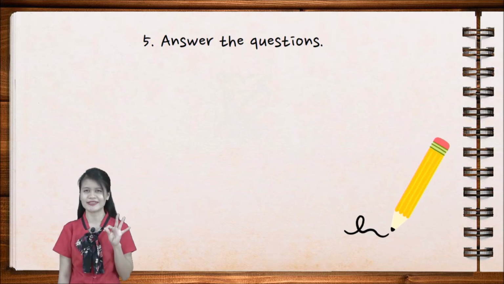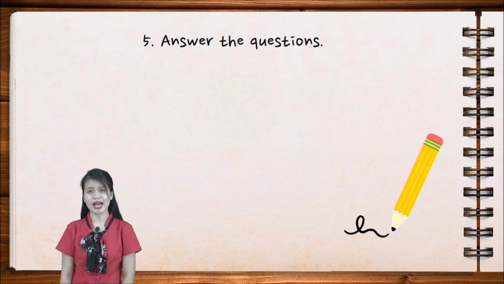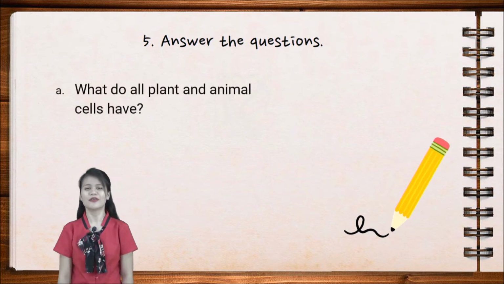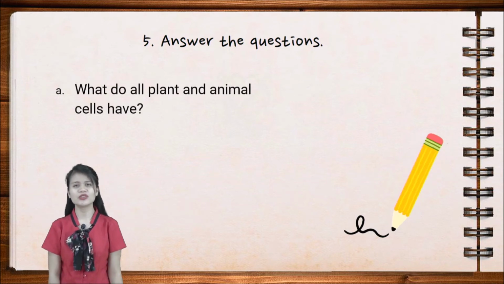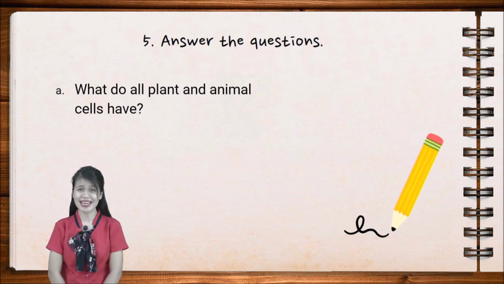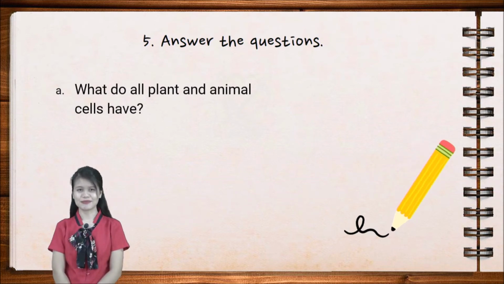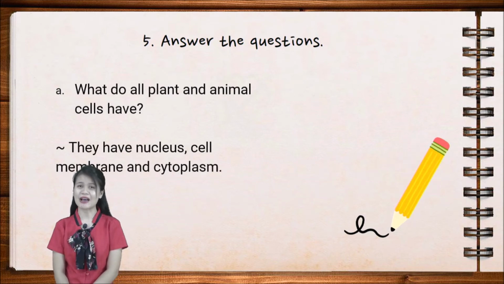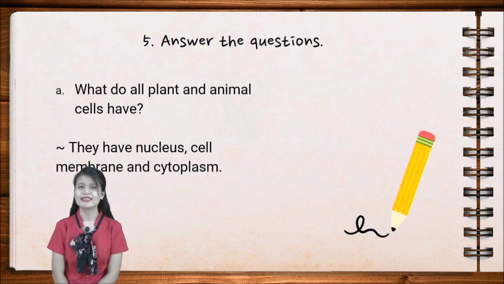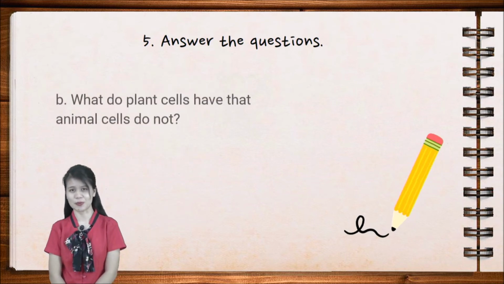Next, let's answer these questions. They are three. Please kindly answer in a complete sentence. First question: what do all plant and animal cells have? Can you enumerate them? Yes, they have nucleus, cell membrane, and cytoplasm.